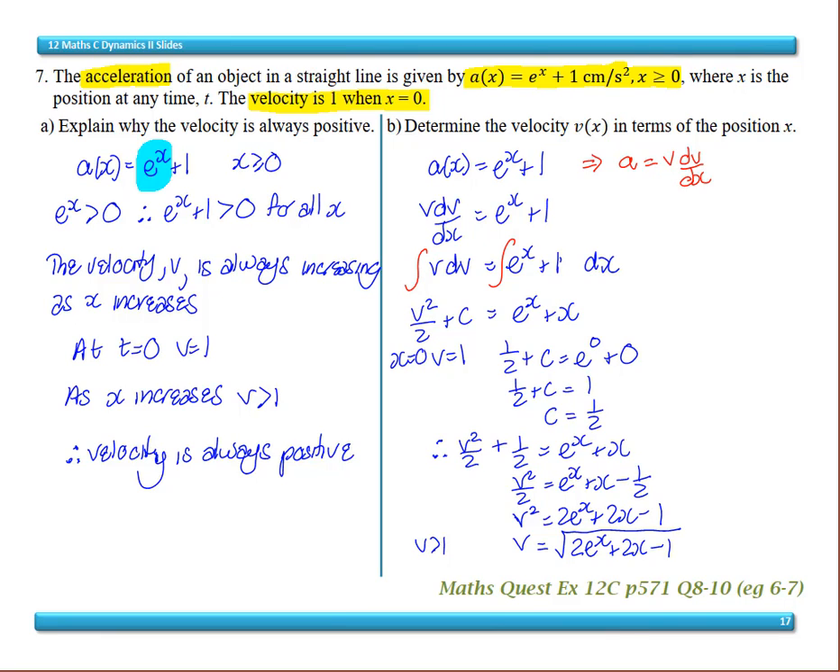Questions following these examples: MathQuest exercise 12C, page 571, questions 8 to 10.